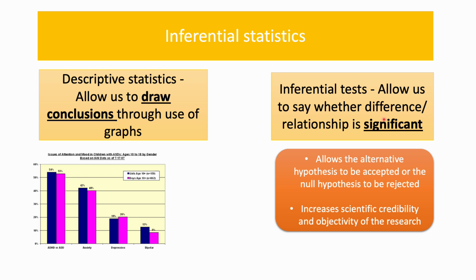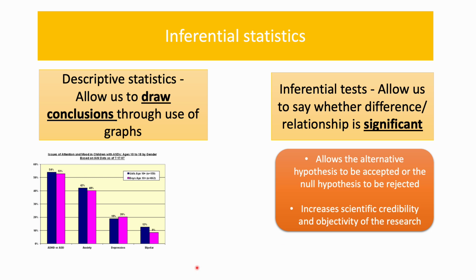Other than being able to determine significance, it allows you to accept your alternative hypothesis or reject your null hypothesis. And it increases the scientific credibility and objectivity of research, because a statistical analysis is something that's objective, that the researcher isn't necessarily able to bias as long as they use their actual data.